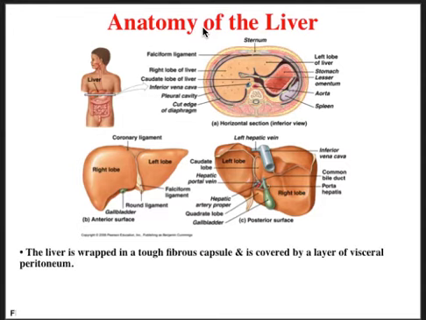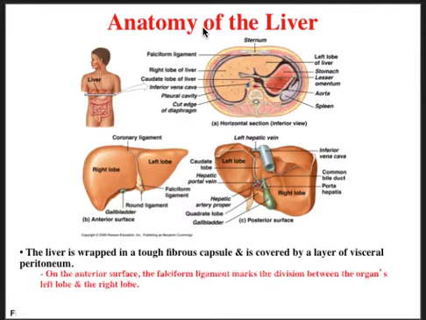It's wrapped in a tough fibrous capsule, as are many of the internal organs, and it's covered by a layer of visceral peritoneum. Now remember, when we're talking about peritoneum, we're talking about a membrane. Here, when we say membrane, we mean a sheet of tissue. And when we're talking about the visceral peritoneum, we're talking about the sheet of tissue that lies closest to the organ. On the anterior surface, the falciform ligament marks the division between the organ's left and the right lobe.